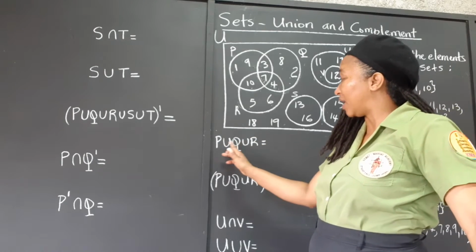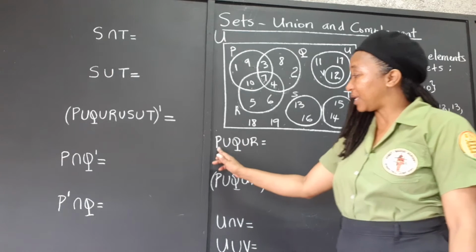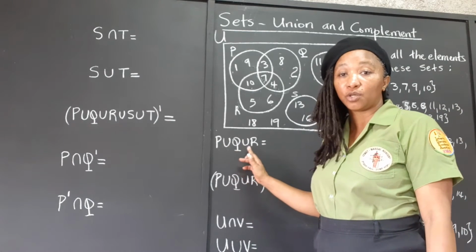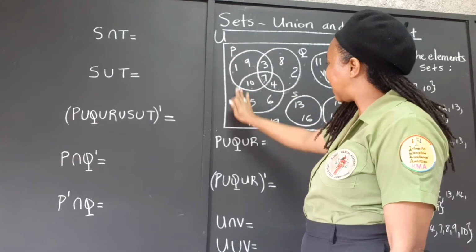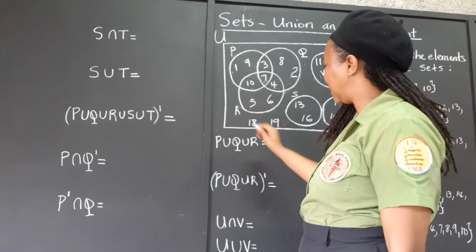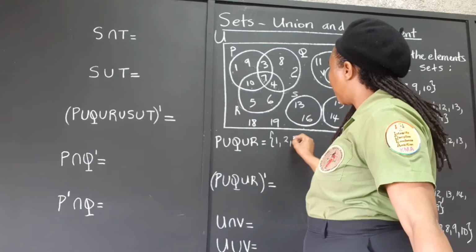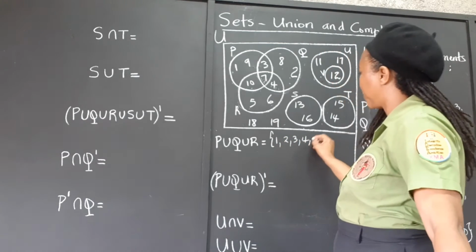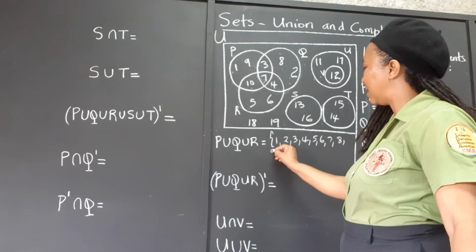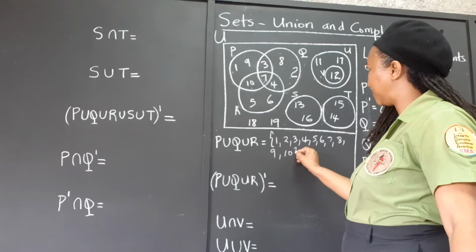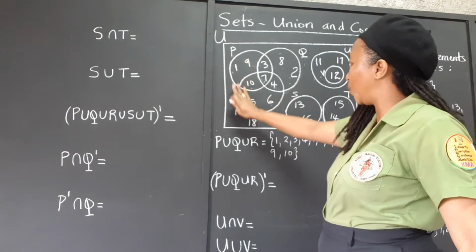How about the union of P, Q, and R? So that's P union Q union R. All three sets combined, the union of all of them. So that's 1, 2, 3, 4, 5, 6, 7, 8, 9, and 10. The union of P, Q, and R.